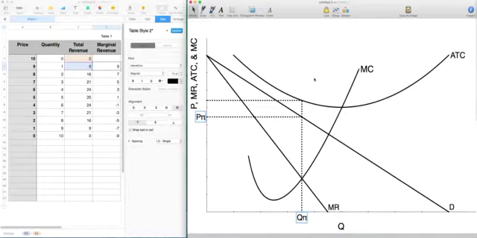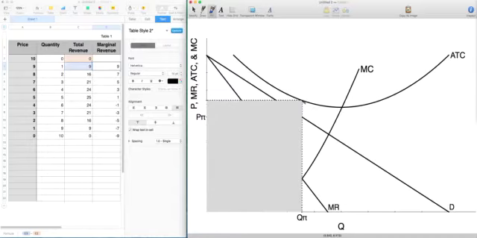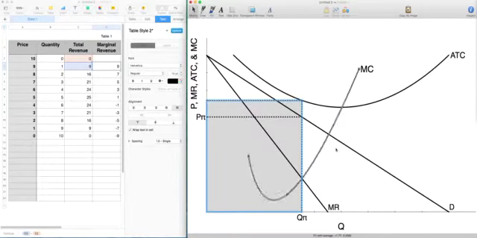So Q times average total cost is going to give us our total cost. So if we highlight that area here, that is equal to total cost. All right, so if we do average total cost multiplied by Q, that gives us our total cost, and that's this gray shaded area here.